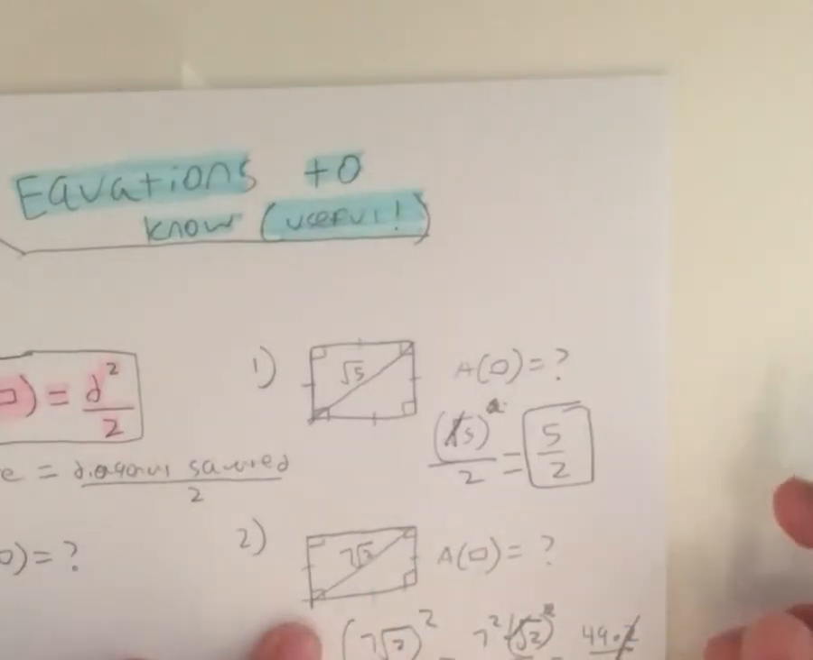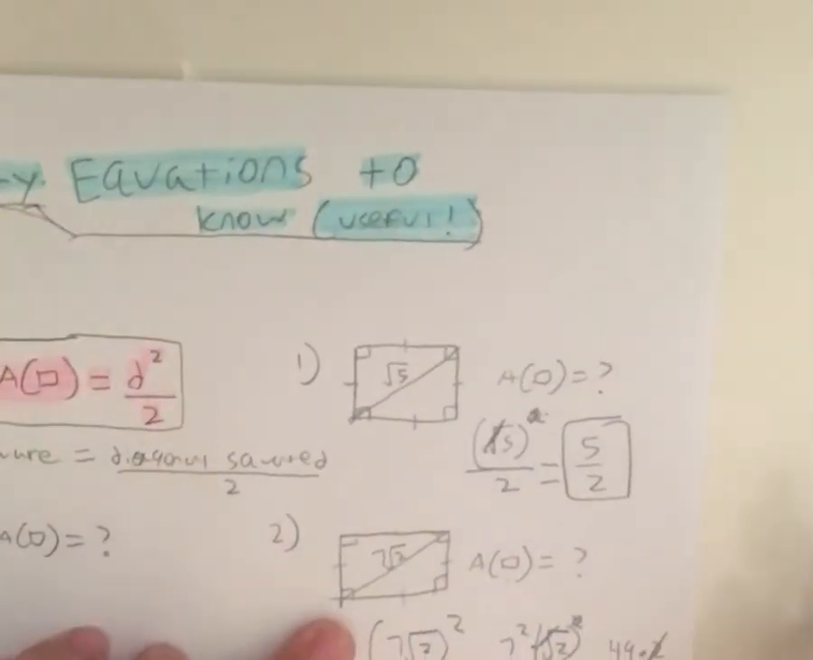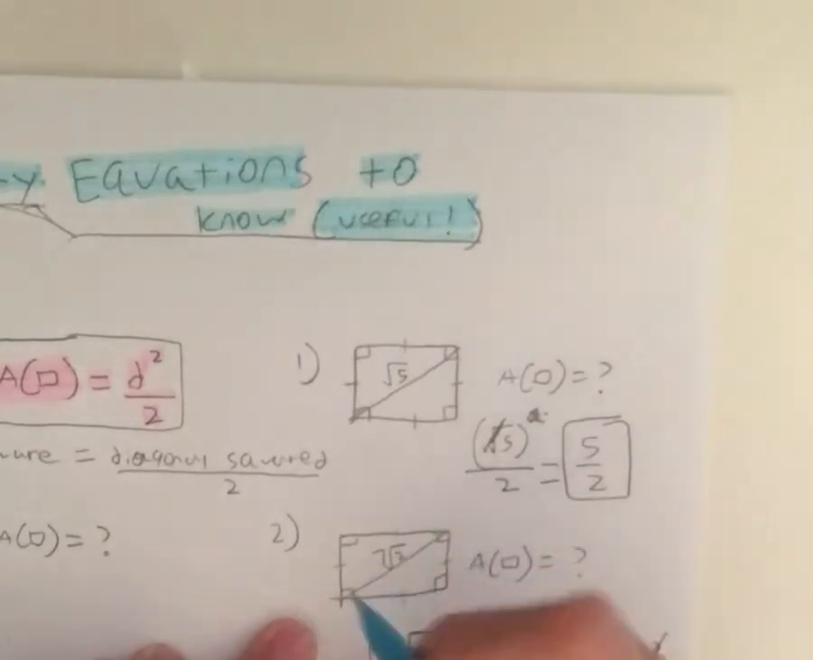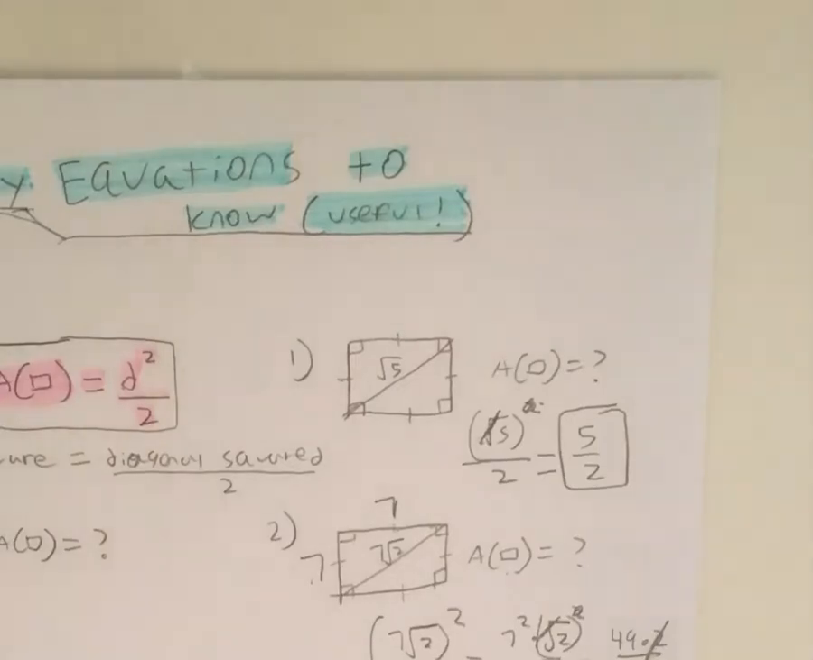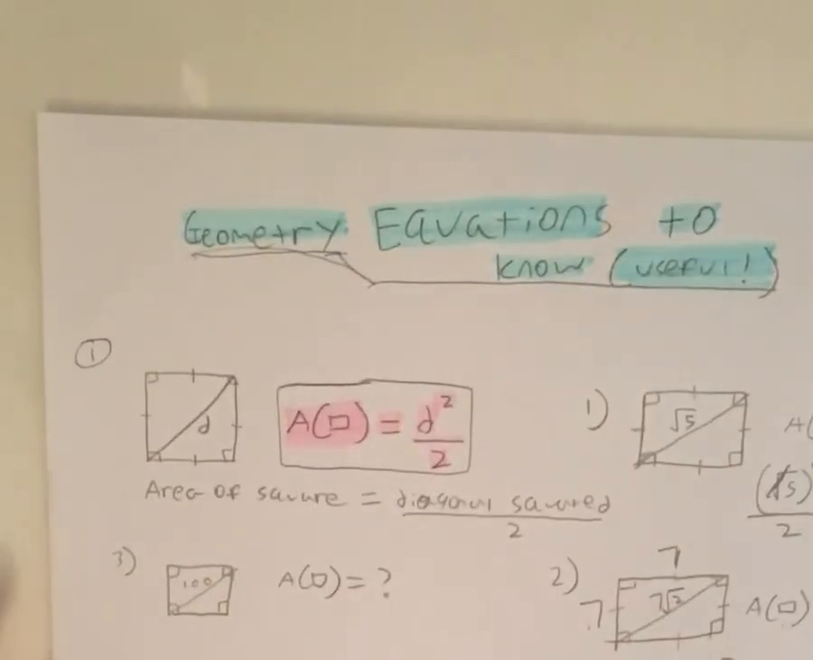As you can see right here, another way to do it is if they give you 7 root 2, you can already put 7, 7, because it's going to be a 45, 45, 90 triangle. So 7 times 7 is also 49. So you guys can double check on that, if you don't feel that it's correct.